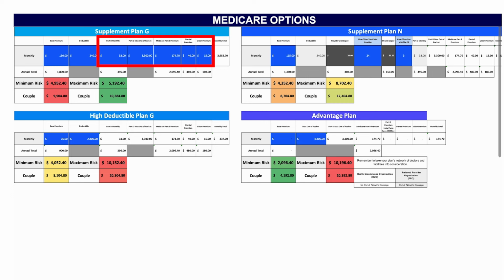What we put in the Part D premium, the Part D max out of pocket, Part B premium, dental, and vision premiums will go into all of the other supplement plans because these would all be the same regardless of the supplement plan you pick.